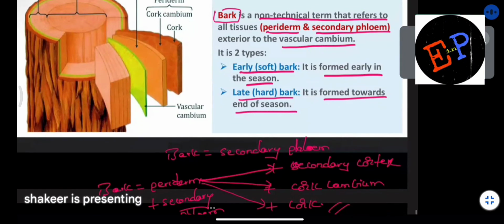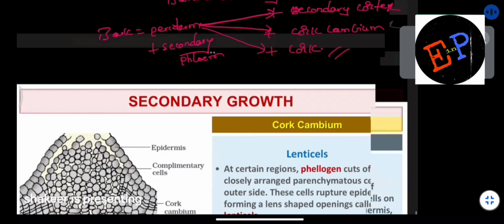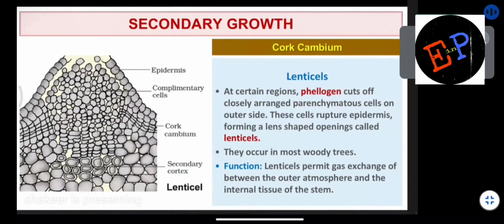We will continue in the next class. So next we have to start lenticels.